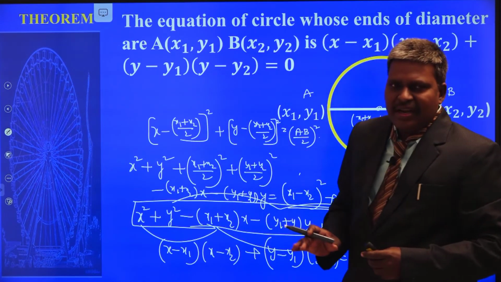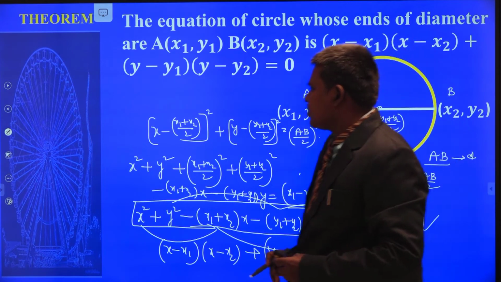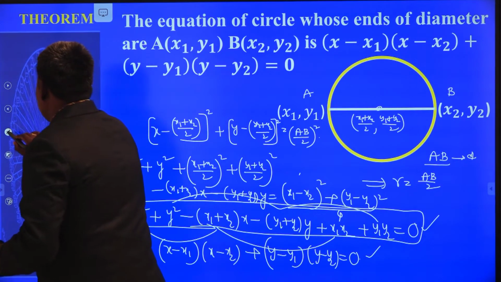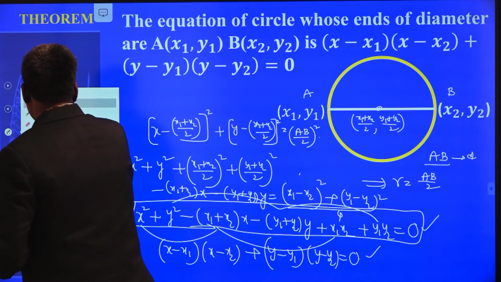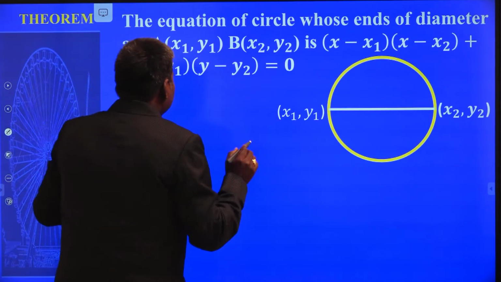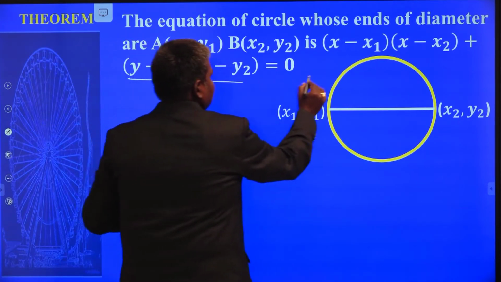So A and B are what? Ends of diameter. This is the equation of the circle. Now let us see one example. What is the equation? This is the equation.